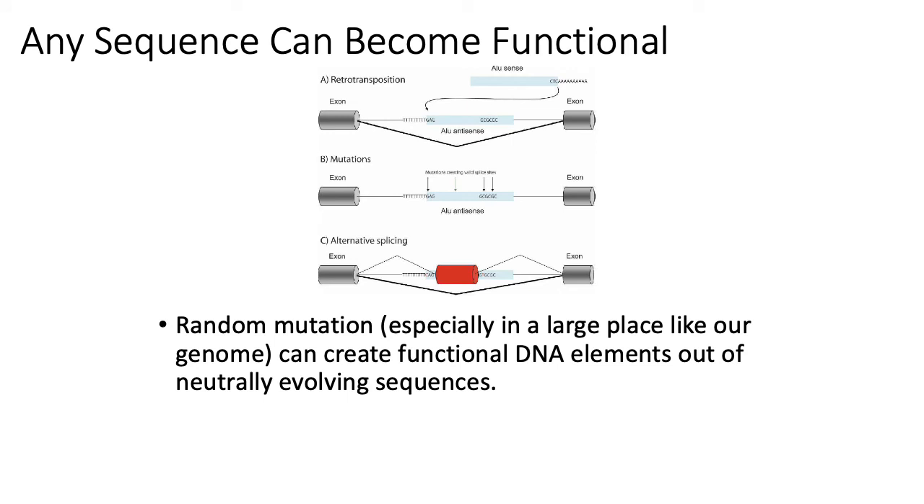It's also worth pointing out that in theory, any sequence can become functional, because, as I mentioned earlier, the sequences that transcription factors recognize are so short, it doesn't take a lot of mutations for a given sequence to end up looking like a transcription factor binding site by chance. And so it's interesting to think about, as genomes evolve over time, how frequently transcription factor binding sites just pop up or disappear by chance.